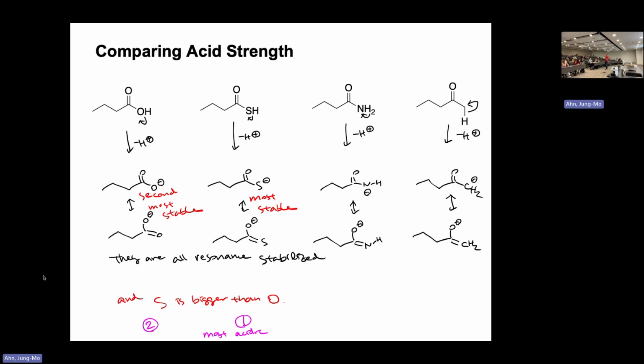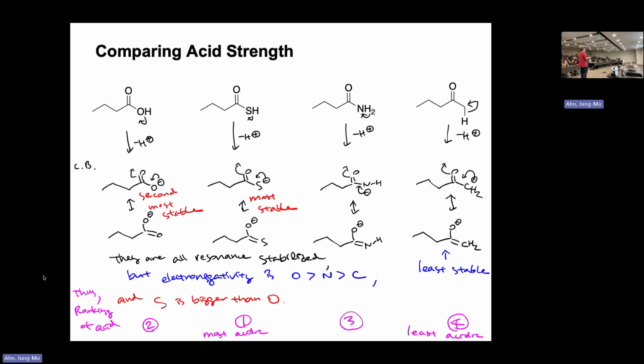Then you have to use electronegativity because they're on the same side. They're in the same second row. So this one is more stable than that one because oxygen is the more electronegative atom. It can handle the extra negative charge better than nitrogen. And then obviously the carbon being negatively charged is worse than the nitrogen being negatively charged.